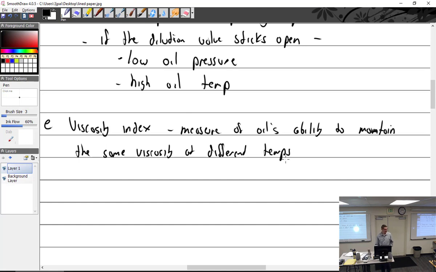There we go. So if I said I had 100 weight oil, and it's 100 weight when it's really cold, and it's 100 weight when it's really hot, that's got a really good viscosity index. It just stays the same. It's very stable. So the higher the index, the less it changes.